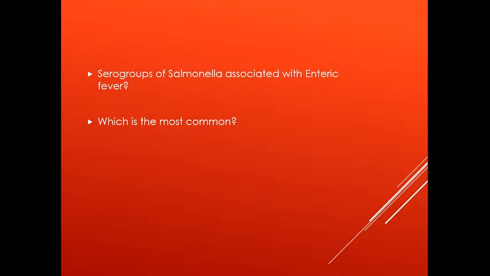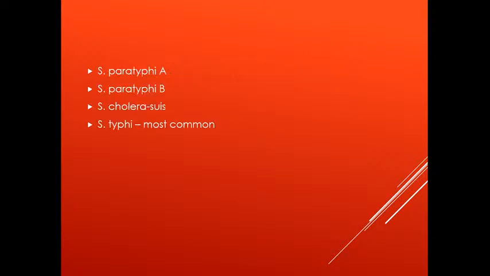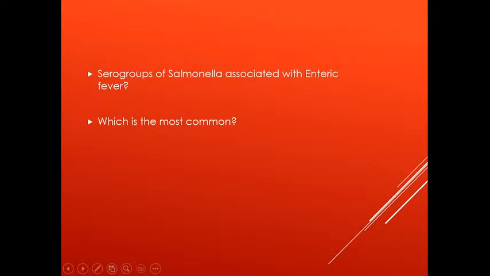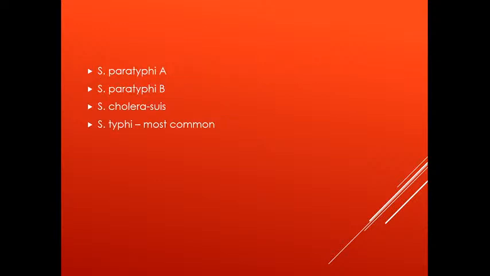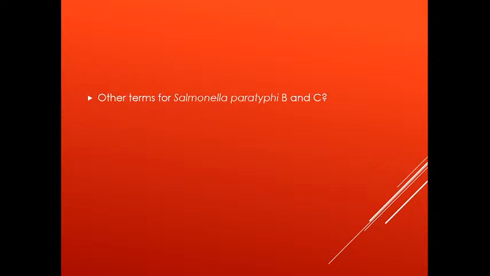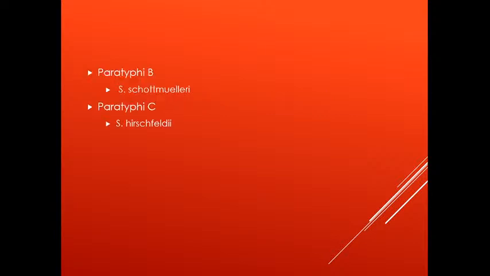All right, Salmonella serogroups. So serogroups are different. We have to talk about paratyphi A and paratyphi B in this case, and of course cholera suis and Salmonella typhi. The most common one associated with enteric fever is Salmonella typhi. Actually, enteric fever is also known as typhoid fever. Now we have other terms for paratyphi organisms. We have paratyphi B and paratyphi C. Paratyphi B is known as Salmonella schottmuelleri, and paratyphi C is hirschfeldii. Again, names are associated with the scientists who discovered these organisms.